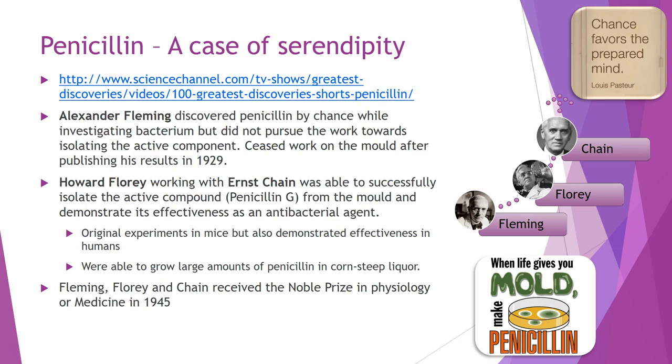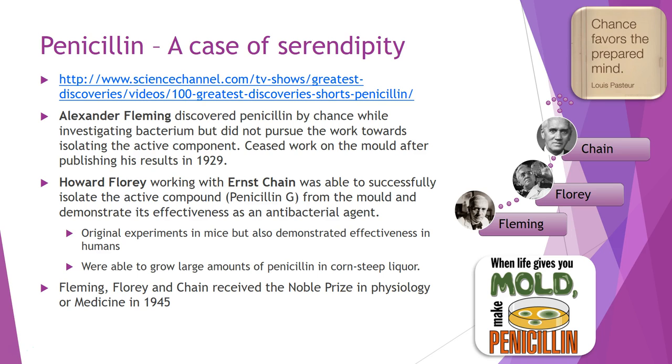So he left a bunch of petri dishes, came back, discovered there was mold growing on them, and where the mold was, the bacteria had ceased to grow. There was a zone of inhibition around the fungus. He didn't pursue that though. But Howard Florey and Ernest Chain were able to isolate the compound, which was penicillin G, from the mold and demonstrate its effectiveness as an antibacterial agent.